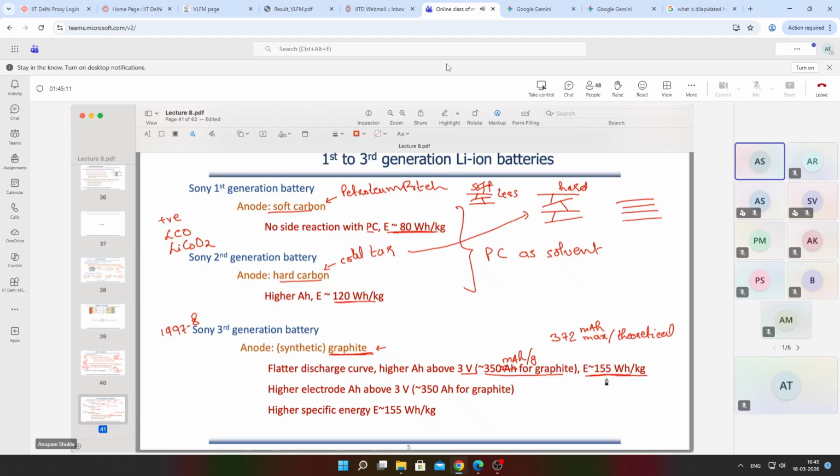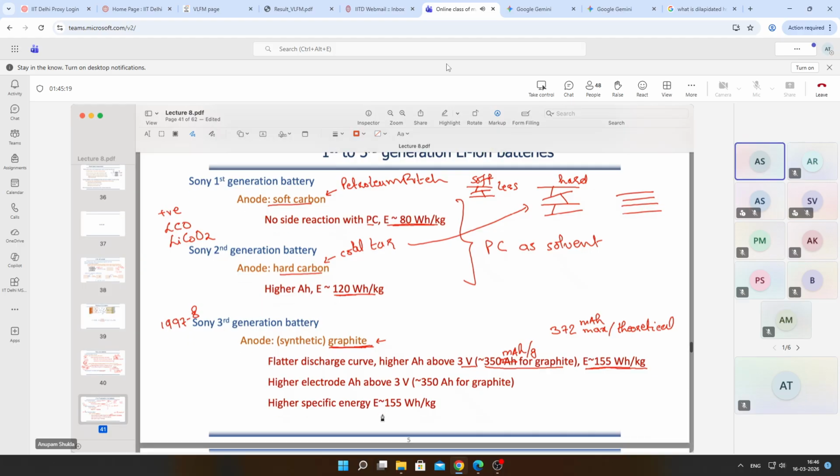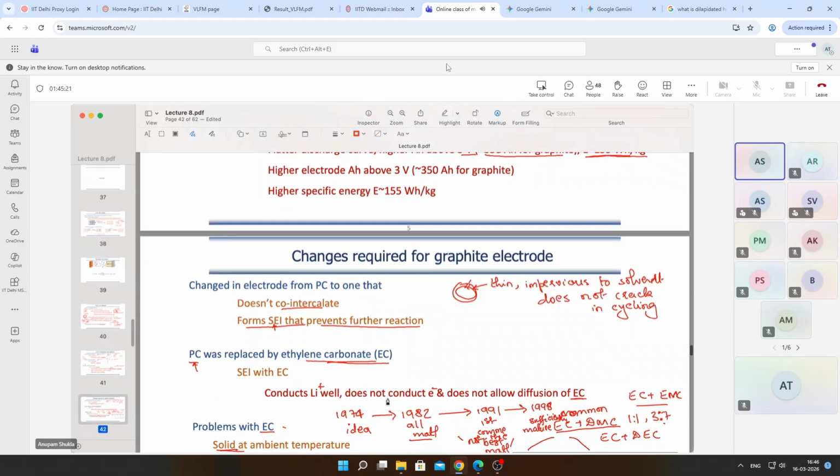The best cell that we have now, after let's say how many, about 30 years, is giving us energy of 250 watt hour per kg, 250 to 265.